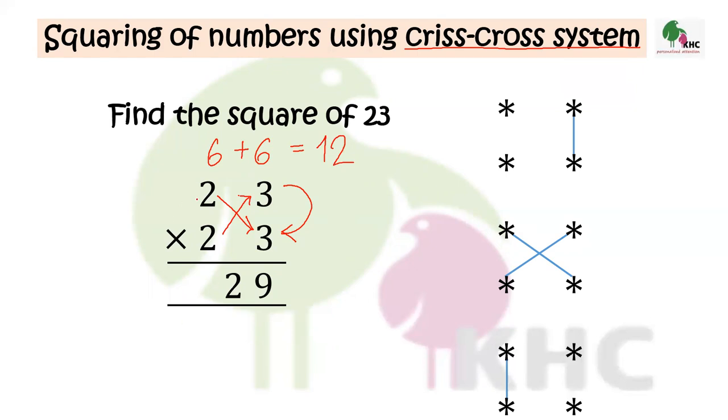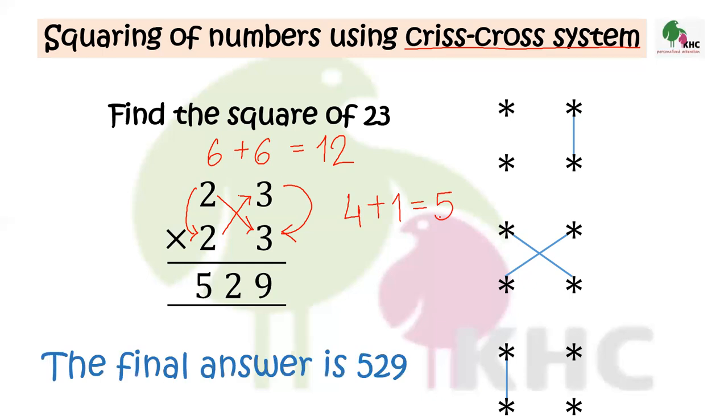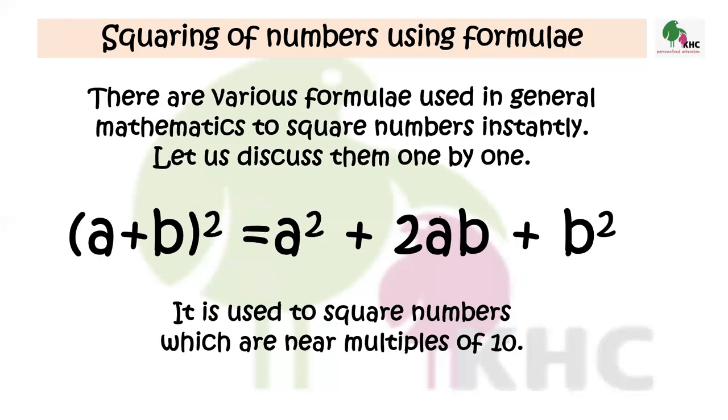Next, we vertically multiply 2 times 2, which is equal to 4, plus 1, the one that you carried, which is equal to 5. You write down 5. So 529 is the square of 23. So this is how you can use the crisscross system of multiplication for squaring numbers.